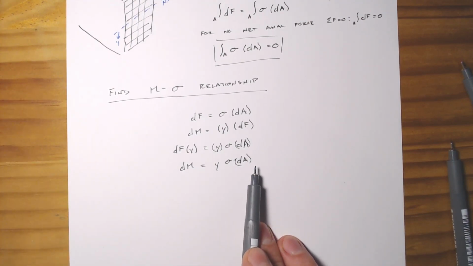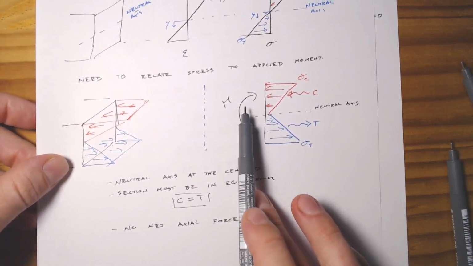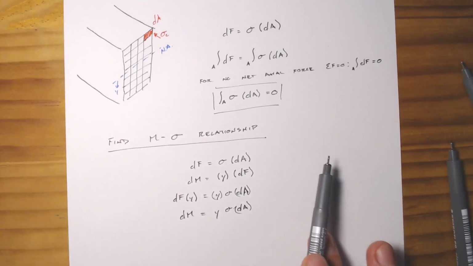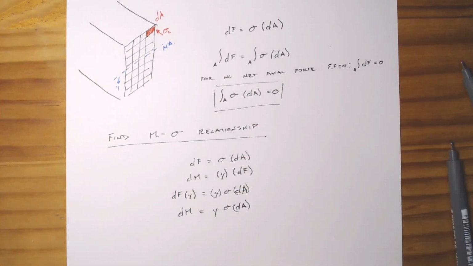But you see, we're getting much closer. So we're getting some relationship between the moment and the stress, but only for one little bit. So if we want to go from one tiny piece of a cross-section to the whole cross-section, what do we have to do? We have to integrate.